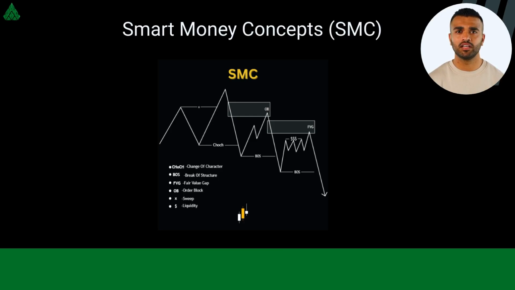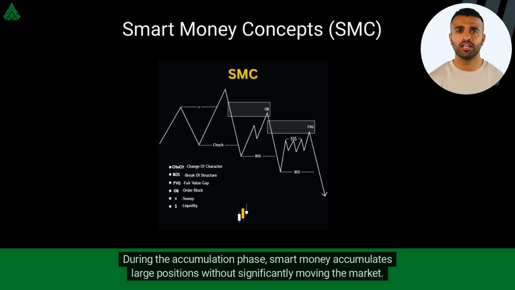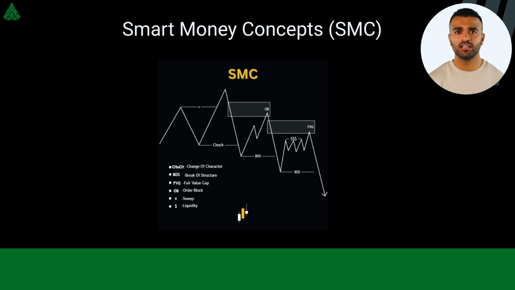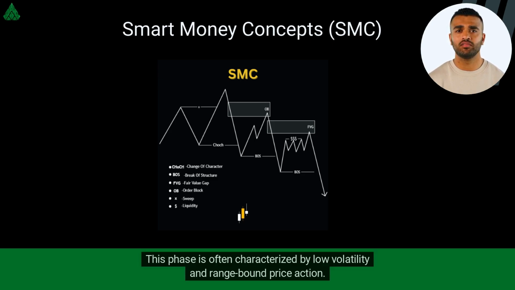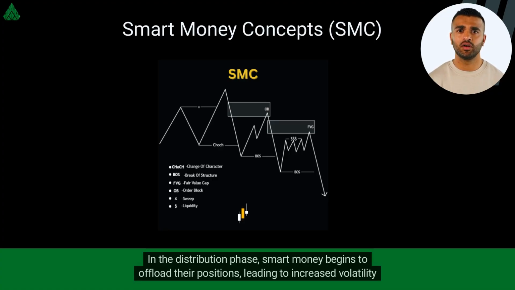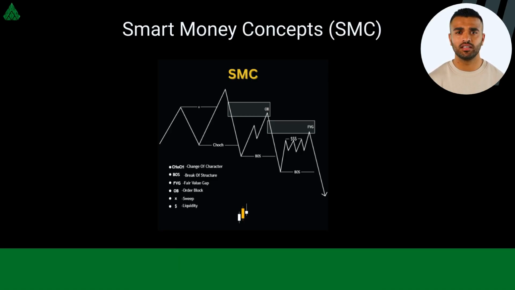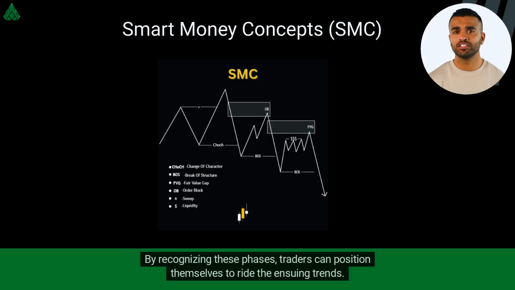One of the fundamental ideas in smart money concepts is the accumulation and distribution phases of the market. During the accumulation phase, smart money accumulates large positions without significantly moving the market. This phase is often characterized by low volatility and range-bound price action. In the distribution phase, smart money begins to offload their positions, leading to increased volatility and directional price movements. By recognizing these phases, traders can position themselves to ride the ensuing trends.